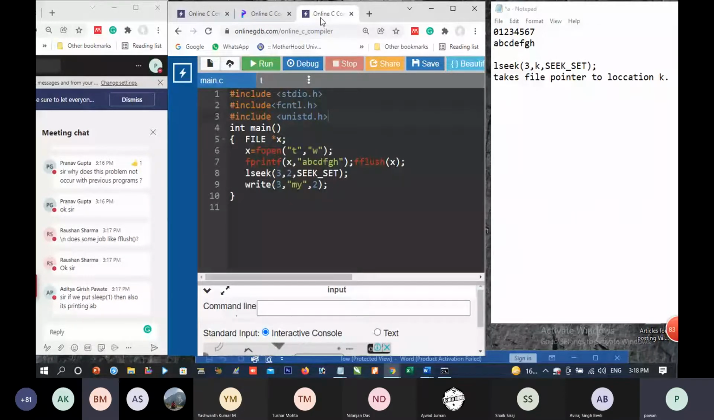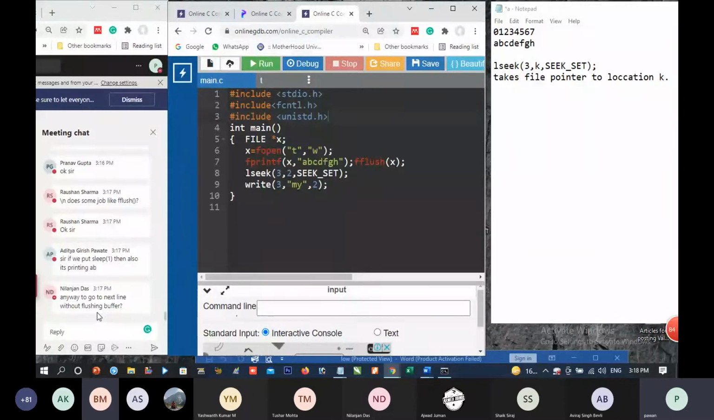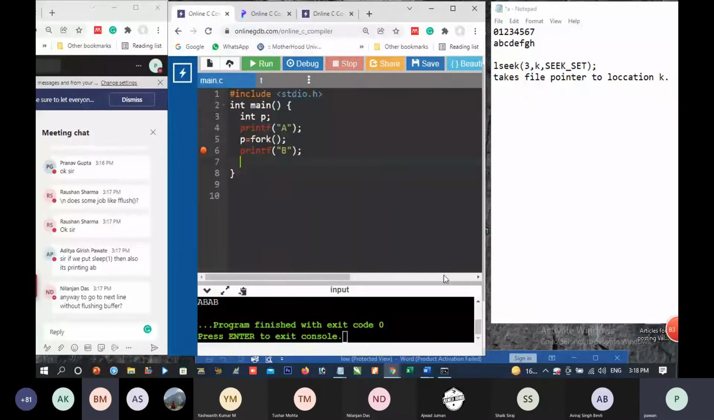Because there is a reason sleep one will not become helpful for buffering. Is it correct? Sleep one, because of sleep one, what happens? Sleep one will stop the death of the main, but it will stop the death of the child also.